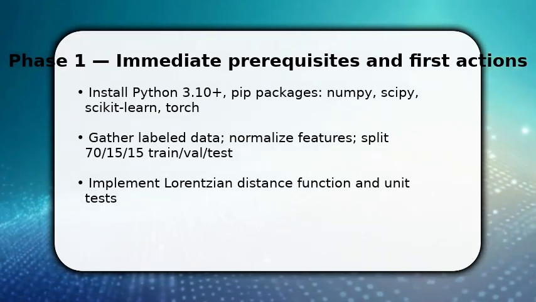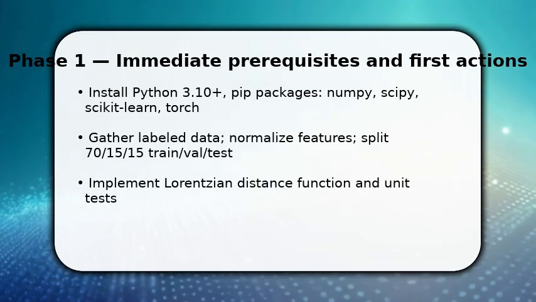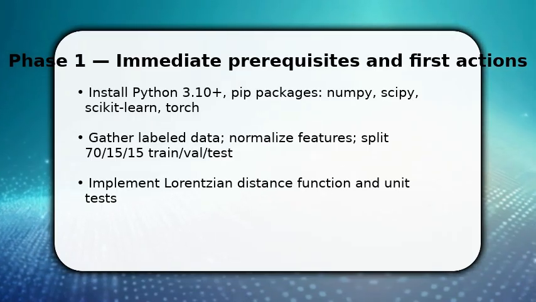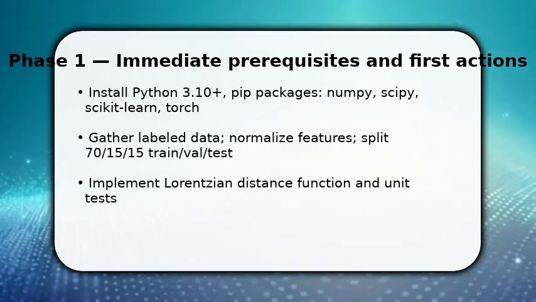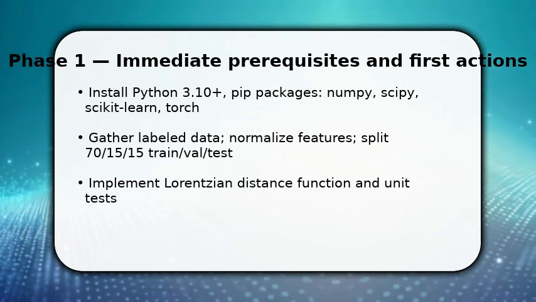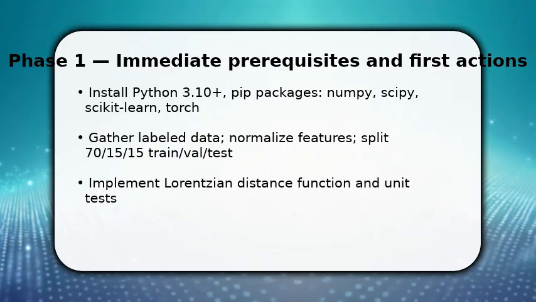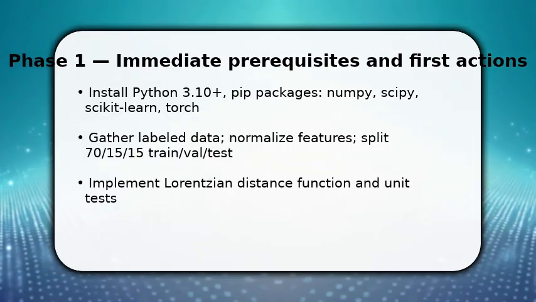Once done, implement the Lorentzian distance kernel and write unit tests to validate behavior on edge cases, because correctness here prevents subtle failures later. Make sure to split data 70/15/15 for train, validation, and test to monitor overfitting and tune hyperparameters.